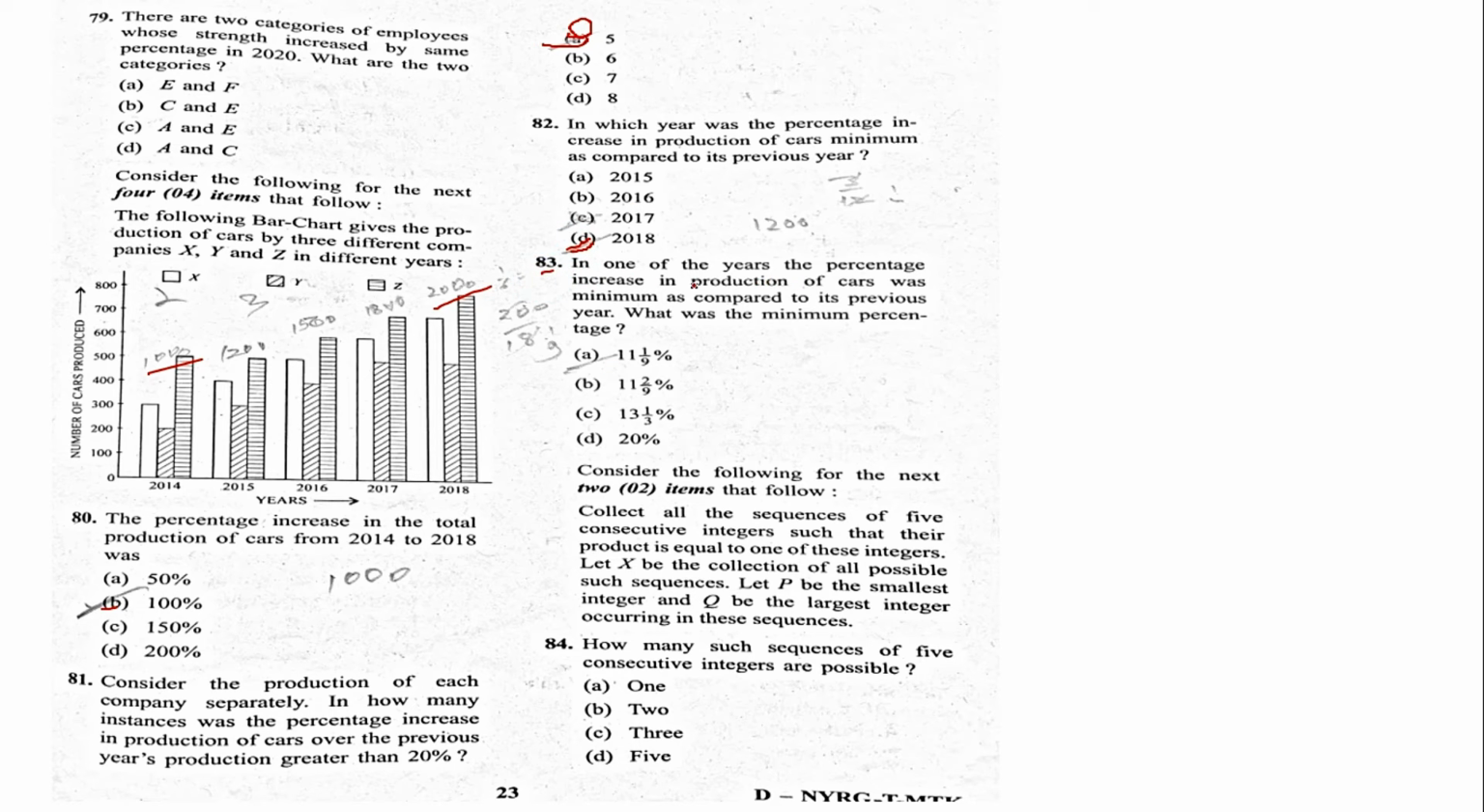So the decrease that year we will be getting as, see, here it is 1800 and here it is 2000. So just 200 got increased, and 200 over 1800 is the 10 by 9 ratio. So 10 by 9 ratio is an increase of 11 1/9%. So the absolute minimum percentage increase is 11 1/9%. Now this question I have left.